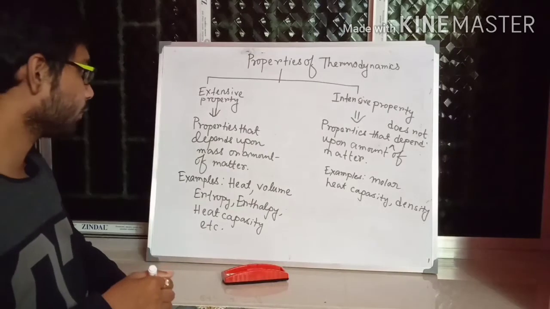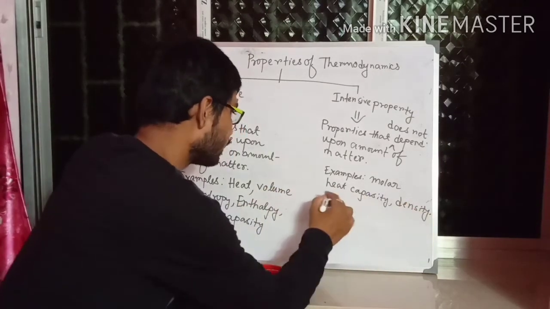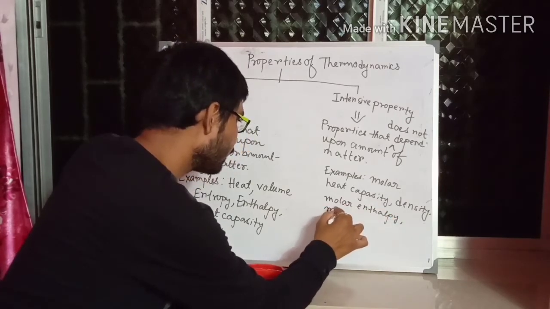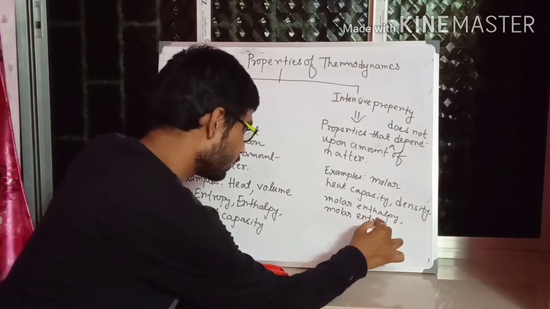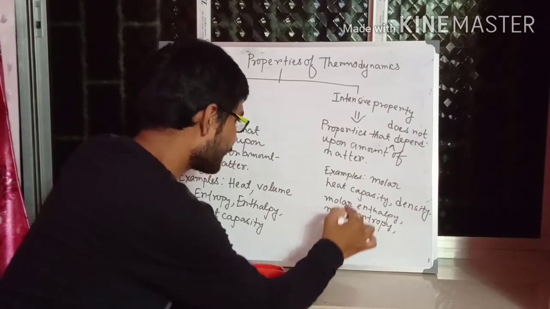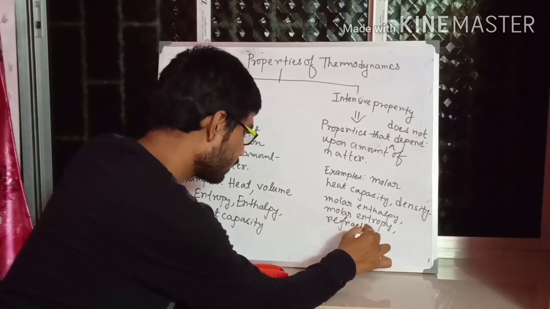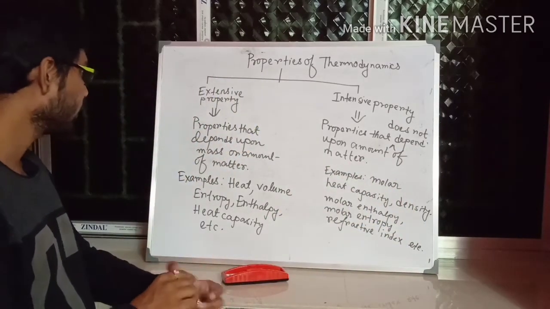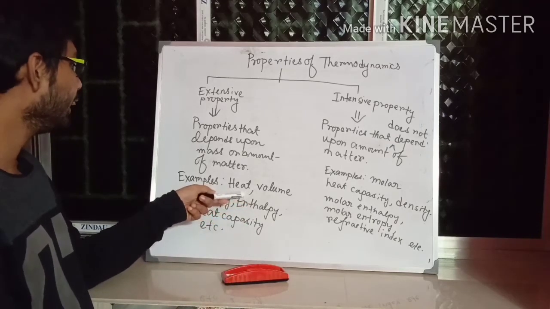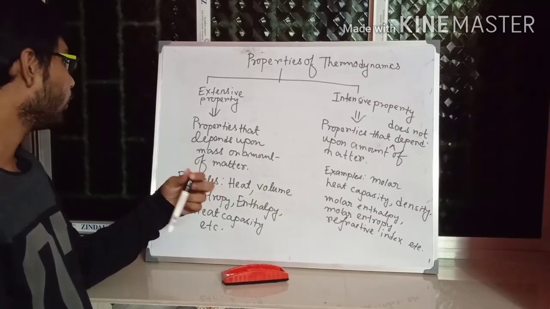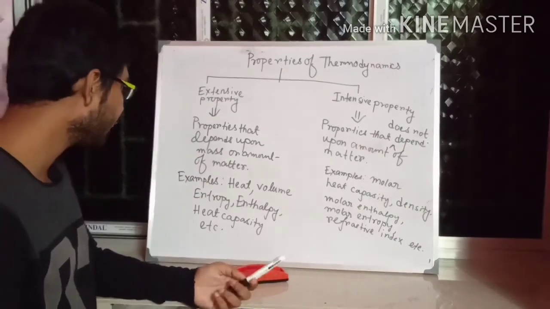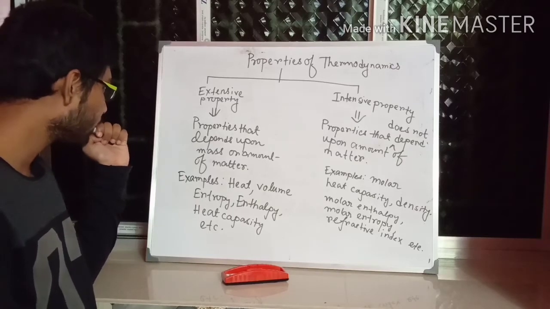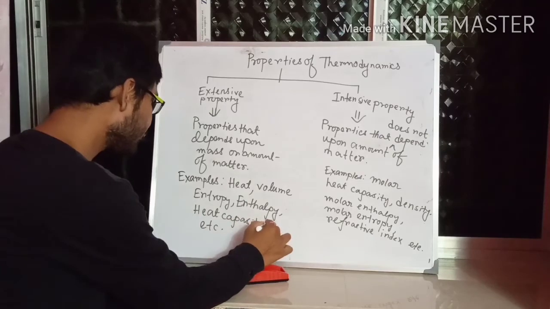Okay, heat capacity, and next comes molar enthalpy, molar entropy, refractive index, etc. Here you can see volume, heat, entropy, all these are under extensive property. Why are those extensive properties? Actually heat depends upon the mass or amount of matter. Mass is also an extensive property, I forgot to write.